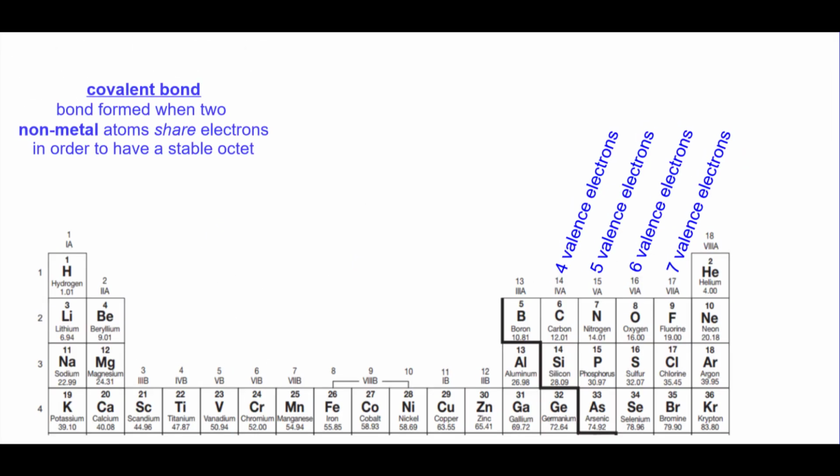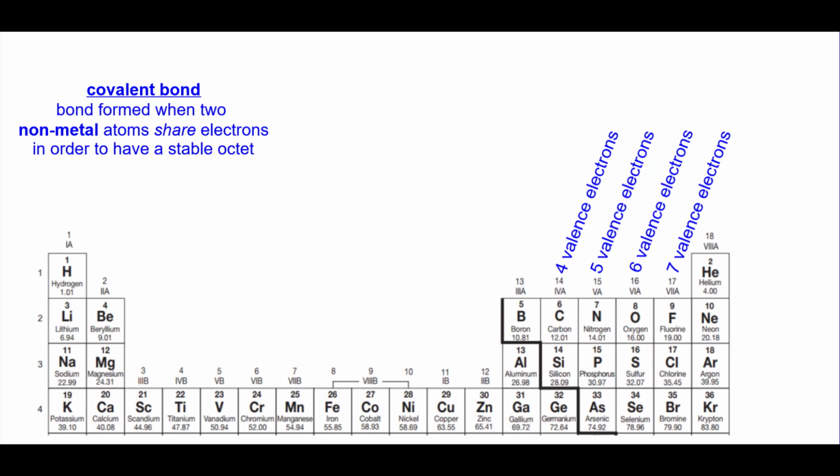Now, covalent bonds are the bond that forms when two non-metal atoms share electrons in order to have a stable octet. Reaching back to ionic bonds, remember those are the bonds formed when an atom gains or loses electrons and becomes an ion, and those are atoms with a positive or negative charge. For covalent bonds, atoms don't gain or lose, they simply share them in order to reach the stable octet.